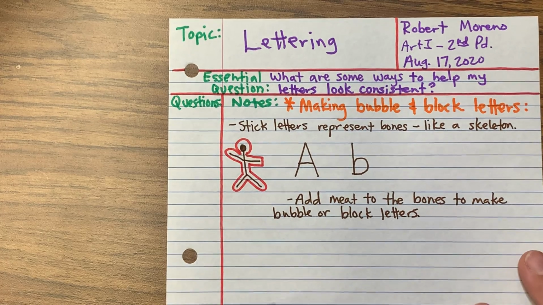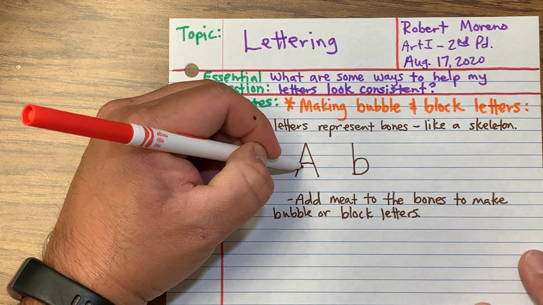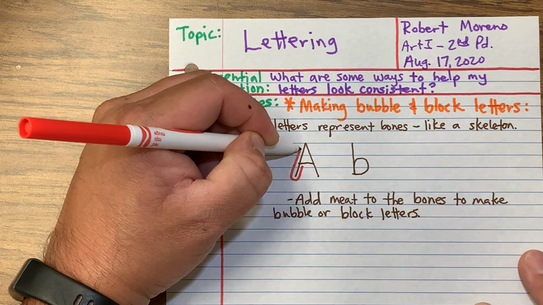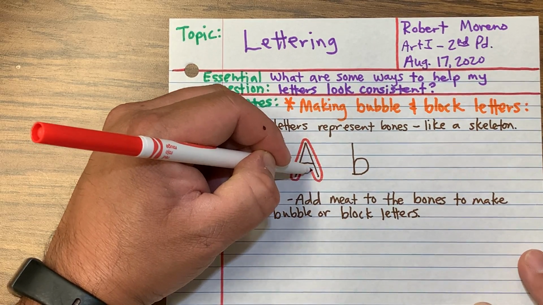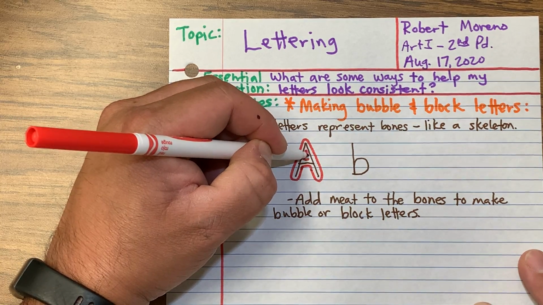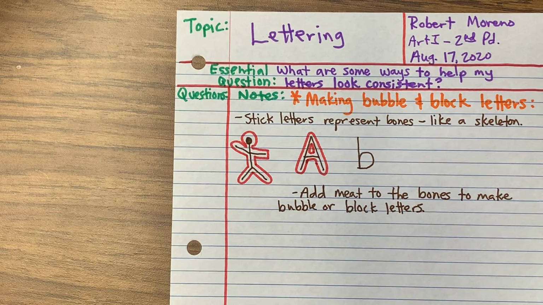So for example, if I was to take this A, and if I go a little bit around it, about that far away from the letter, make nice round edges, go all the way around, stay about the same distance away. And then when I'm done, I can get rid of that stick. Then I just made a nice bubble letter A.